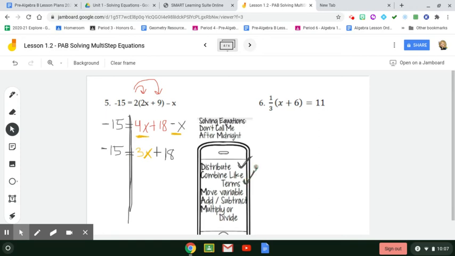Now I don't see a variable over there with my negative 15, so I don't have to worry about that step. But on the side that has the x, I do see a 3 stuck with it, and I see an 18 stuck with it. So I know I've got to get rid of adding or subtracting first. So I'm going to get rid of that plus 18 by subtracting 18 from both sides.